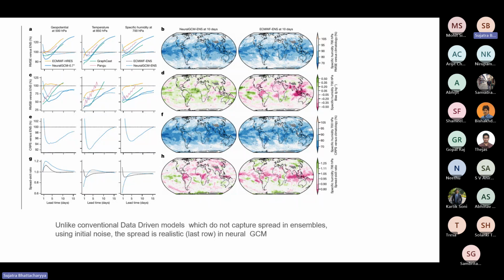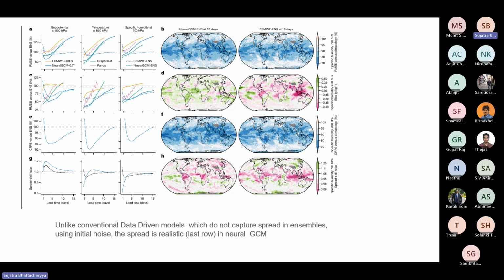This is specific humidity biases. This is specific humidity CRPS. That is how we put the spread. And this is another specific humidity, the spread in the skill. So you can see that it's fairly well spread and comparable. If you compare it with ECMWF, it is comparable.